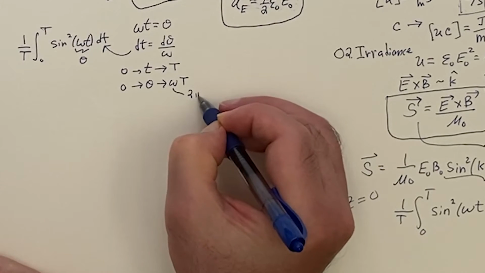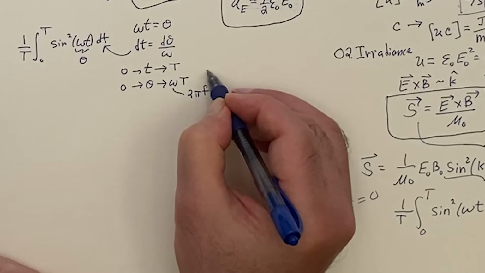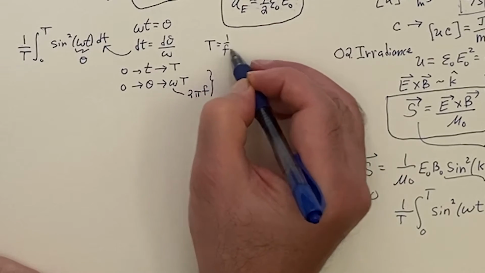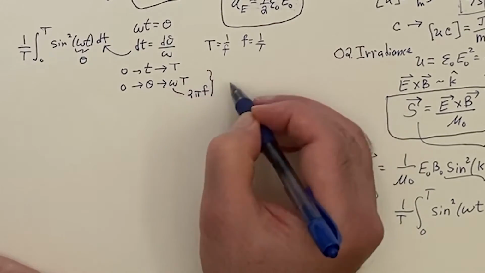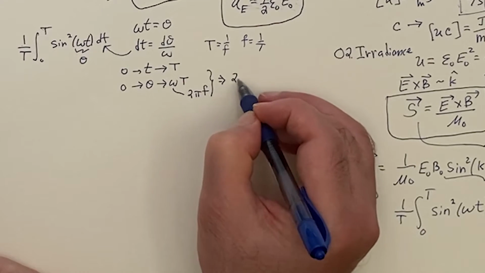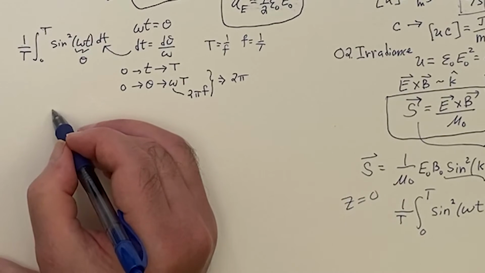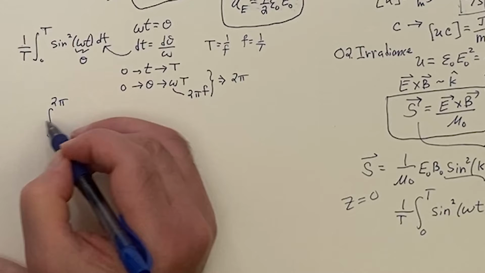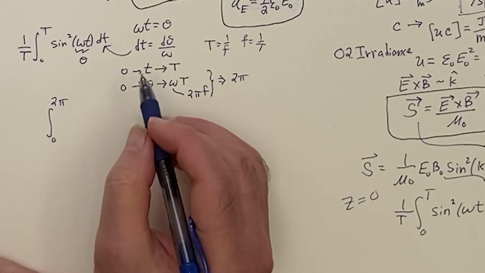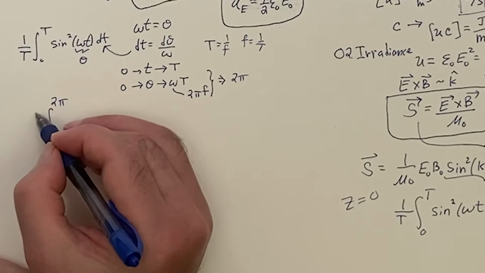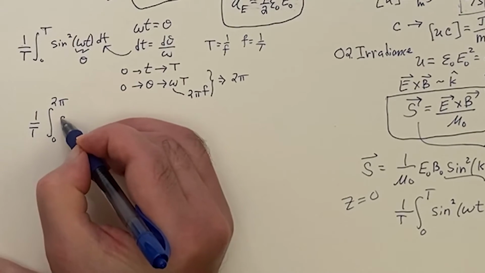But see, omega is 2 pi f, and if you multiply t times f, t is 1 over f, f is 1 over t, then this is simply going to get you 2 pi. So that's nice, and that makes sense. That's one cycle, 2 pi, a sine wave. And then here, at this point, just write down 1 over t for now, so we don't change too much at one time.